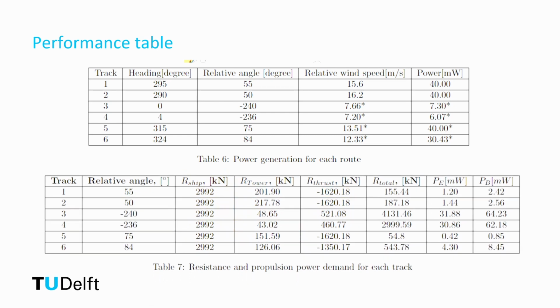And for most of the tracks, the power we generated, which is the above figure, is higher than the power required for our brake power. But only in track 3 and track 4, you can see the required power is larger than the power that we can generate. So in this range, we will shut down the turbines.